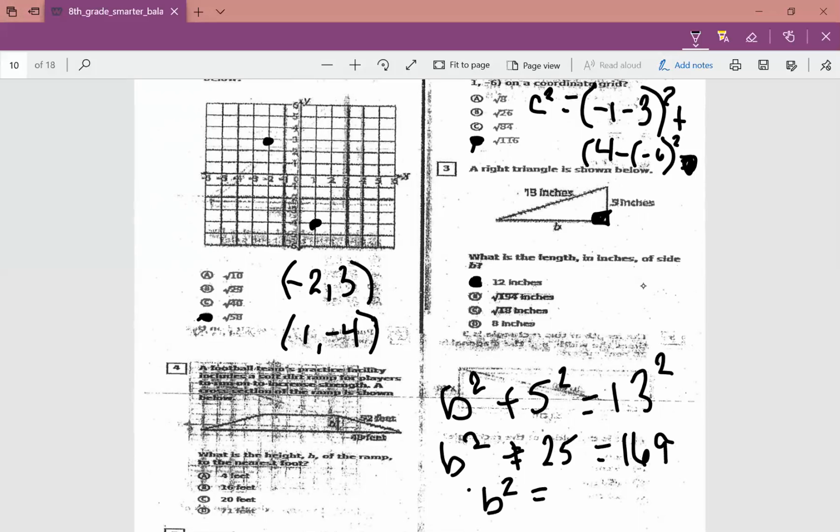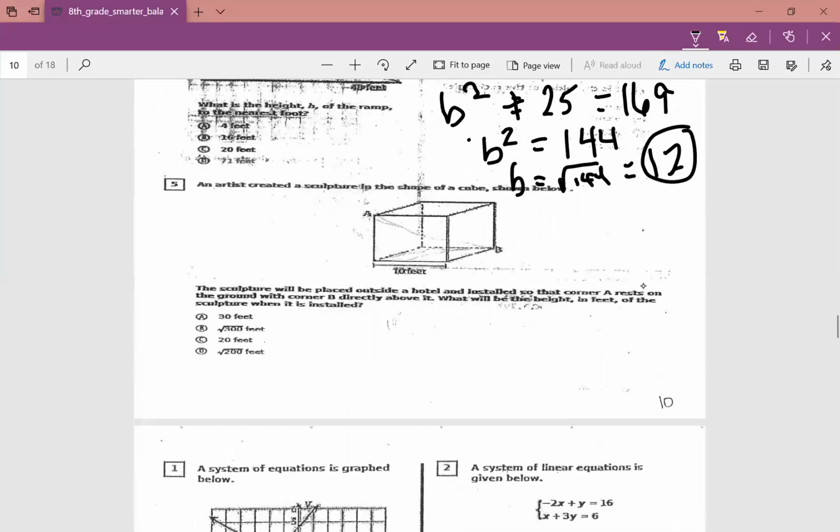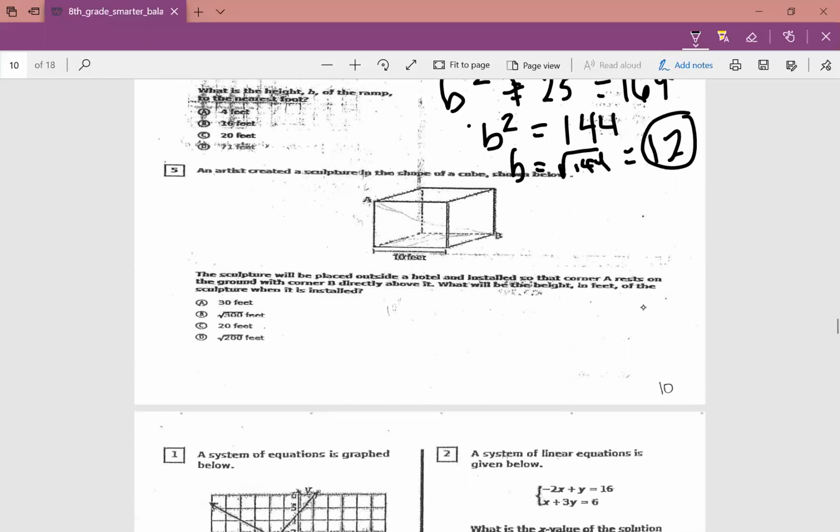B squared equals 144. B equals the square root of 144, which does simplify to 12. Number 5. Well, I guess there was a problem there. Maybe. An artist created a sculpture in the shape of a cube shown below. The sculpture will be placed outside a hotel and installed so that corner A rests on the ground with corner B directly above it. What will be the height in feet of the sculpture when it is installed?